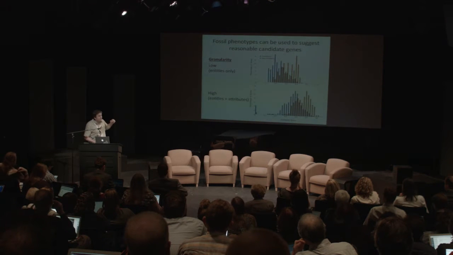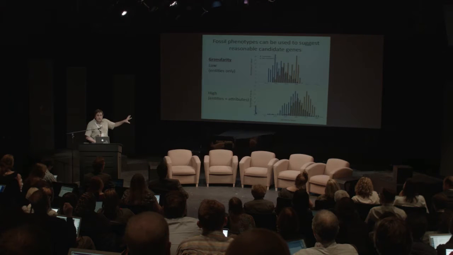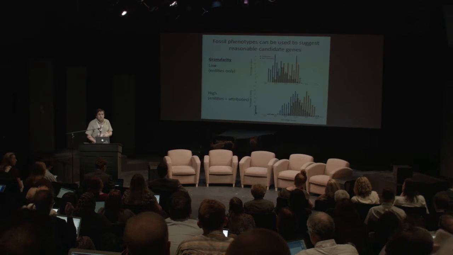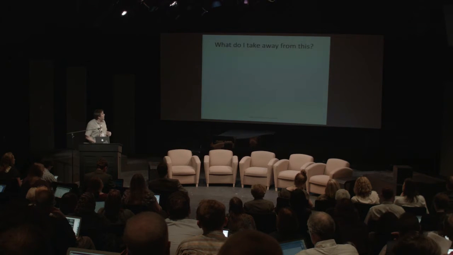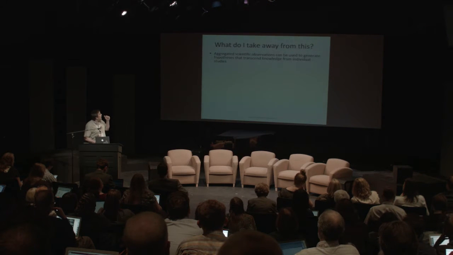But even better, if we curate at a higher level of granularity, entities and attributes, we get even better separation between those. So it does appear that if we were to use this system to generate hypotheses to then go into the lab to test, we would actually get useful things out of it. So what do I take away from this experiment? And hopefully you do too, although this is very rushed.